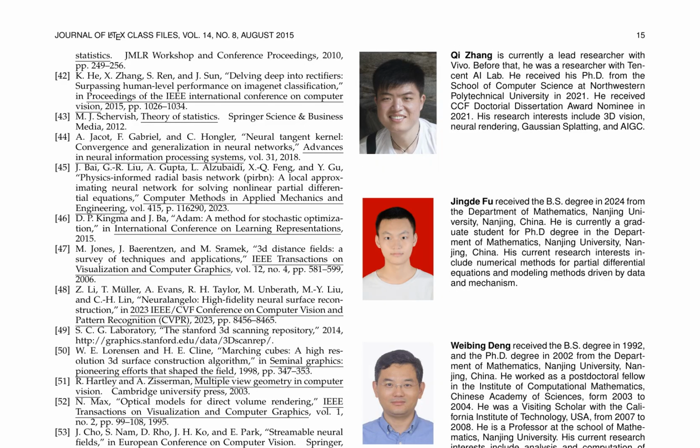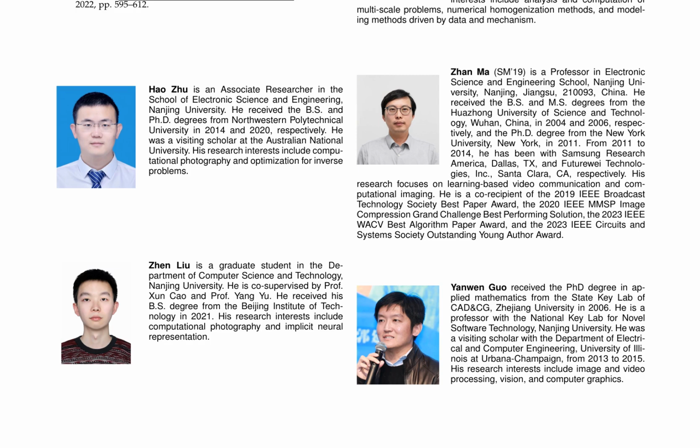The authors present a comprehensive overview of their research team's expertise and contributions to the field of computer science, specifically in the areas of computational photography, optimization for inverse problems, neural rendering, and Gaussian splatting. The team consists of researchers from various institutions, including Nanjing University, Northwestern Polytechnical University, and Vivo. The authors' research interests span multiple domains, including 3D vision, neural rendering, and implicit neural representation. Notably, Zhang, a lead researcher at Vivo, has made significant contributions to Gaussian splatting, AIGC, and neural rendering.